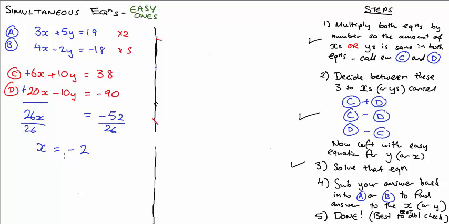But anyway, so you've got x equals minus 2 in this. And then it's just a case of plugging it in. I'll plug it into the top one. So we'll get 3 times minus 2, which gives you minus 6, plus 5y equals 19. So I'd add 6 to both sides. So I get 5y equals 25. And again, y equals 5.